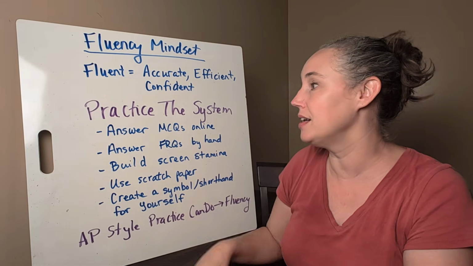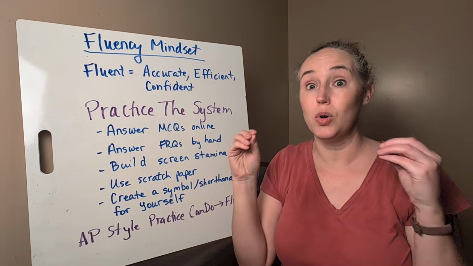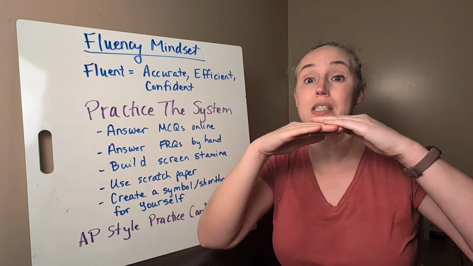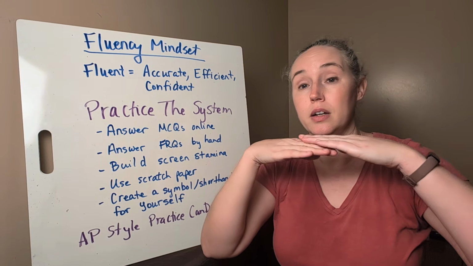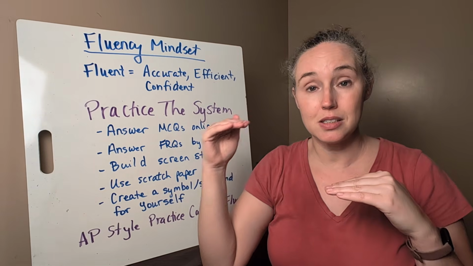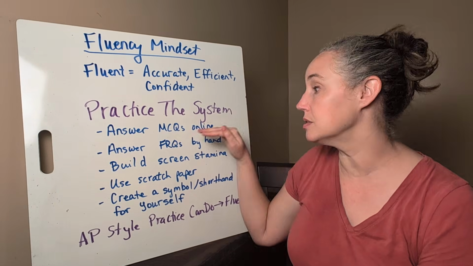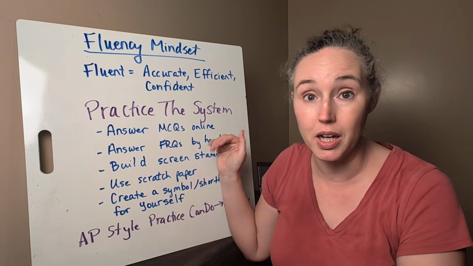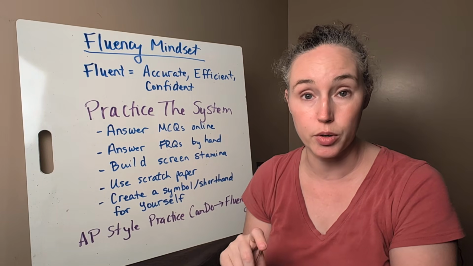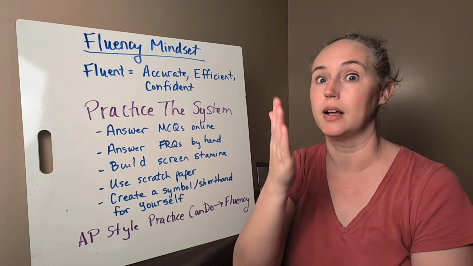And how am I going to do that? By practicing the system. This is true not just on the AP Bio exam, but this is the difference between people that stay at a base level and people that go to the next level, is they learn the system and how to work the system to be successful. So how do you practice the system? You answer multiple choice questions online by doing the practice tests, by using the College Board website and doing all the progress checks at the end of each unit. Because that's exactly the type of question that they're going to be asking.